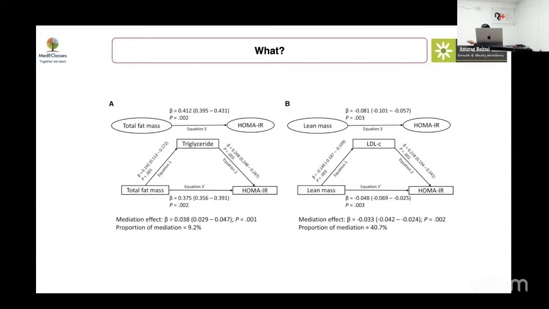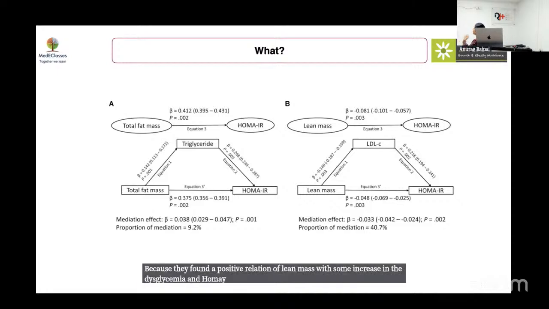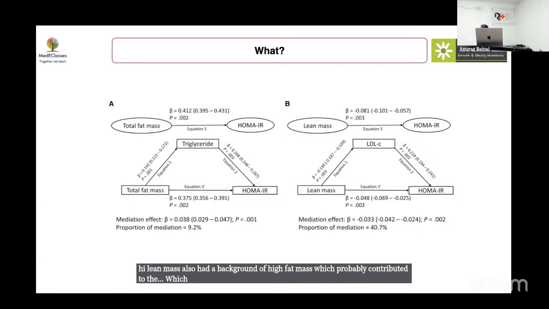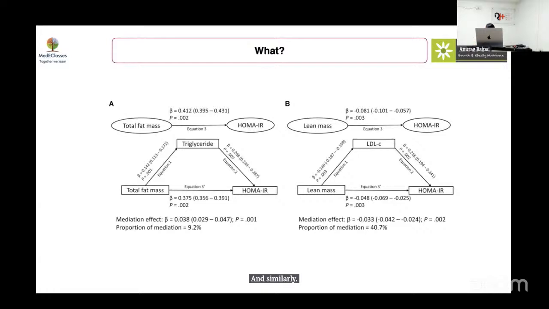Because they found a positive relation of lean mass with some increase in dysglycemia and HOMA-IR, they tried to explain it with other parameters, and they found that high lean mass also had a background of high fat mass, which probably decreased the beneficial impact of lean mass. And similarly, they also correlated the effect of triglycerides and LDL-C, which also seem to decrease the impact of lean mass on HOMA-IR.